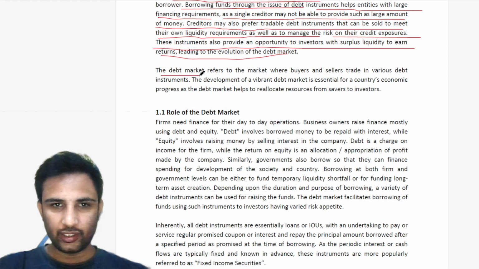The debt market refers to the market where buyers and sellers trade in various debt instruments. The development of a vibrant debt market is essential for a country's economic progress, as the debt market helps to reallocate resources from savers to investors.